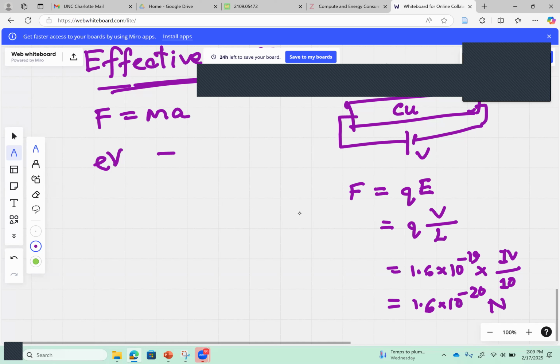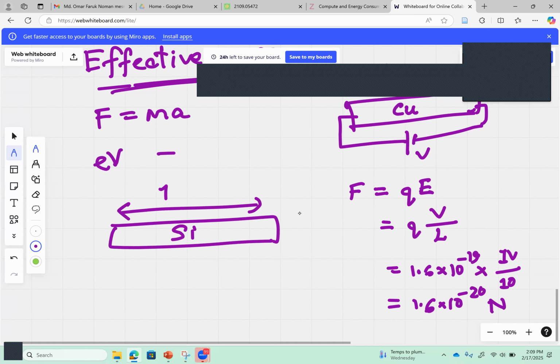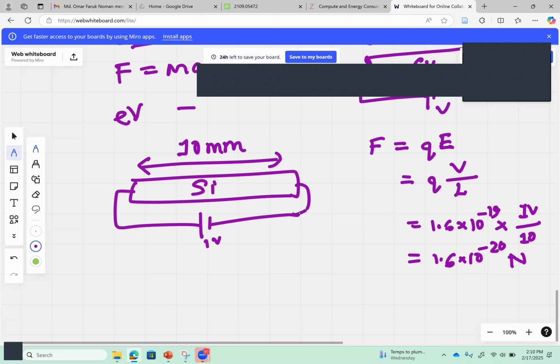So if I say that, okay, instead of copper, why don't you just use a silicon material? And let's say the silicon material has the same dimensions, a 10 millimeter long silicon wire. You apply a 1-volt bias voltage. So I can find out the acceleration because I know the force. I can easily calculate it using these formulas. And I know the mass of the electron. The mass of an electron is something like 9.1 times 10 to the power of minus 31 kilogram.